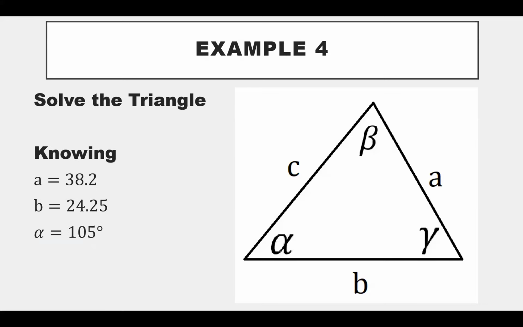Let's do an example to make this more clear. Let's solve the following triangle. A is 38.2, B is 24.25, and alpha is 105 degrees. Let's try to come up with the other side, which is C, and the other two angles, which is beta and gamma.